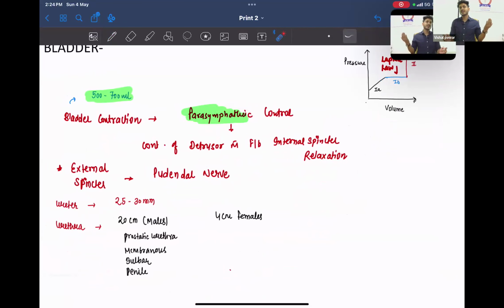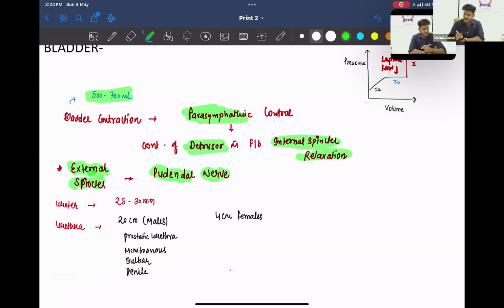Just now we have seen in the beginning M1, M3, M5, right? Parasympathetic control is going to contract the bladder. It is going to contract which muscle? Detrusor muscle, followed by opening of the internal sphincter. Internal sphincter will be opened, and then you will be having control over the external sphincter. That is going to be under which control? Pudendal nerve, right? So the pudendal nerve is going to control your external sphincter, and whenever you want, you can go for urination. You can control the urination, right?